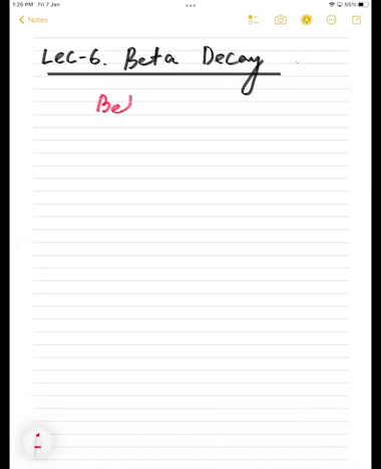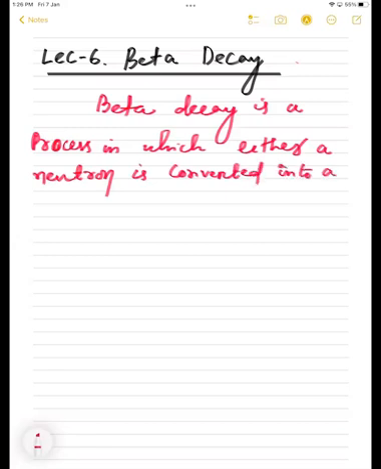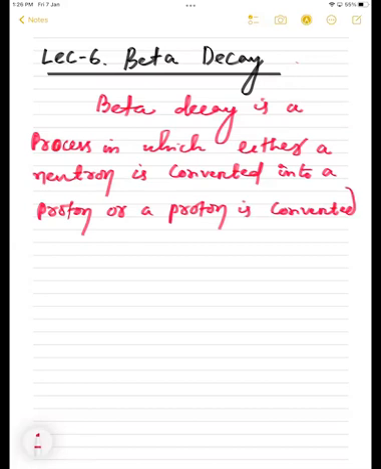Beta decay is a process in which either a neutron is converted into a proton, or a proton is converted into a neutron.